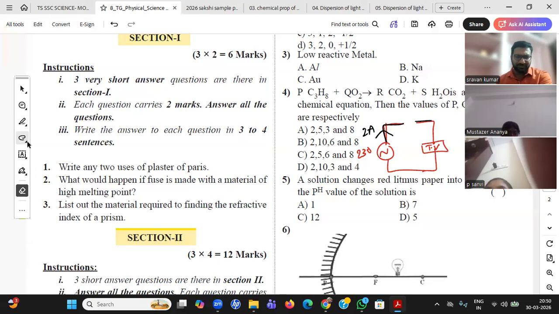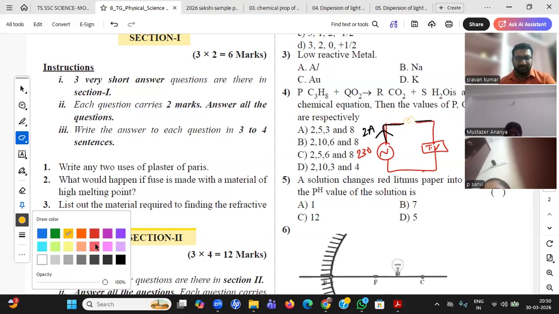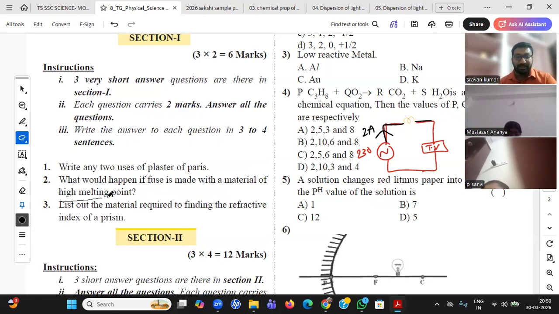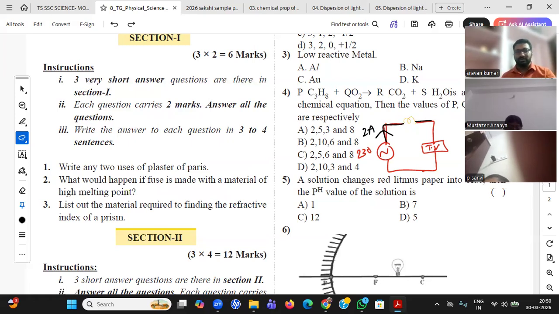You need to connect a small... What is this? It's nothing but a fuse. You need to connect this fuse. Now he is saying if this fuse is made up of high melting point, what will happen?